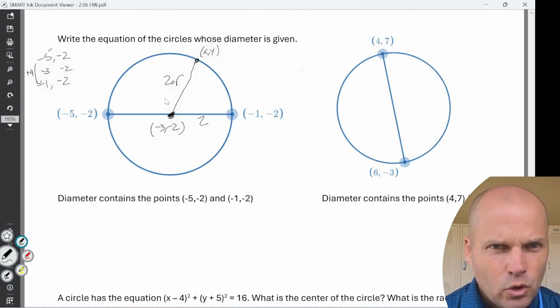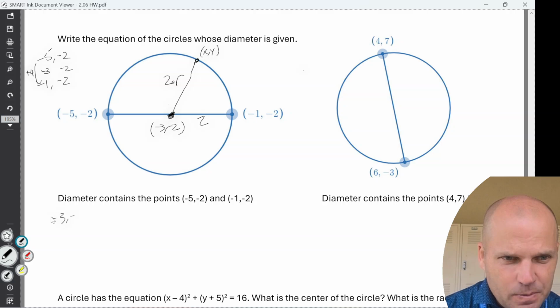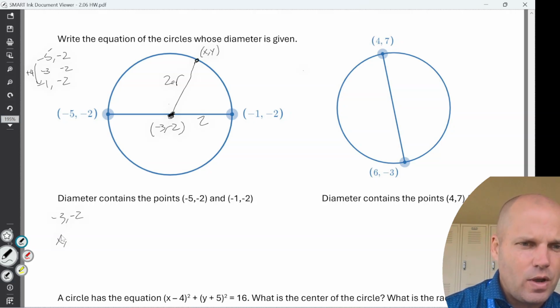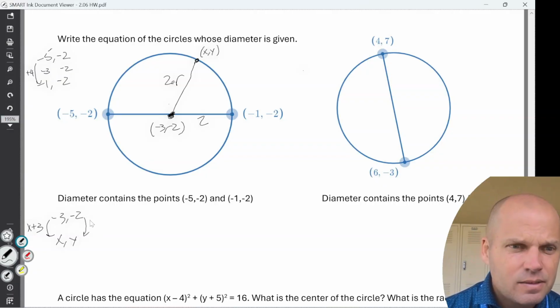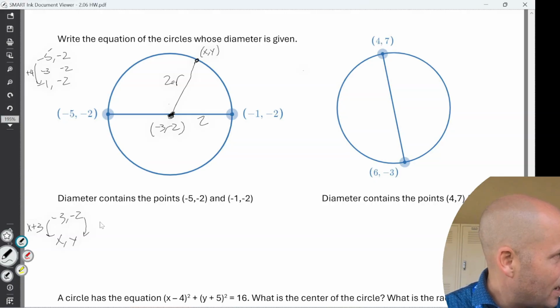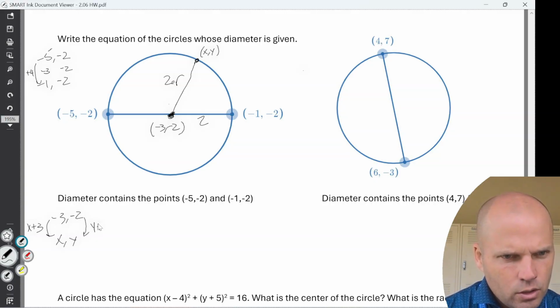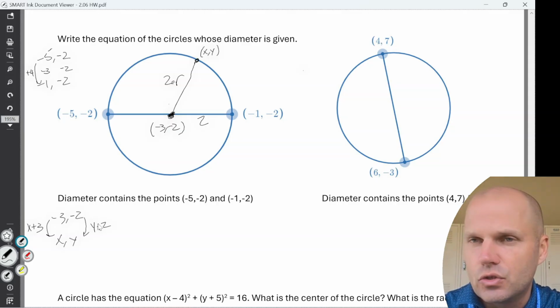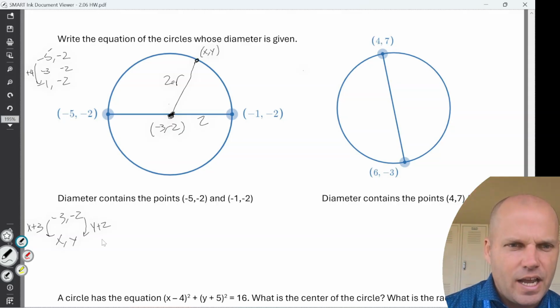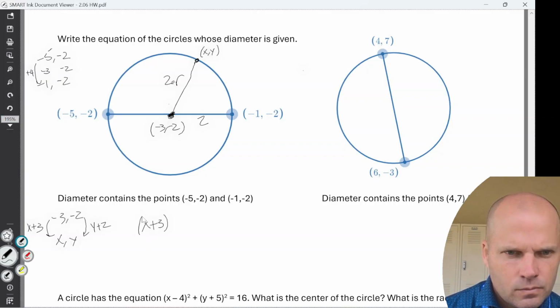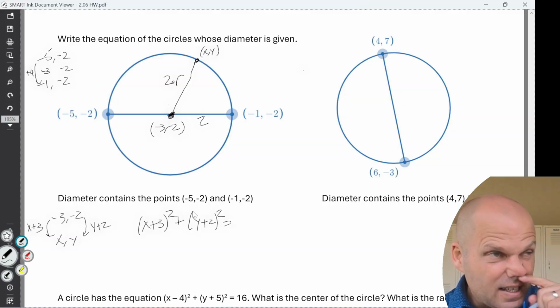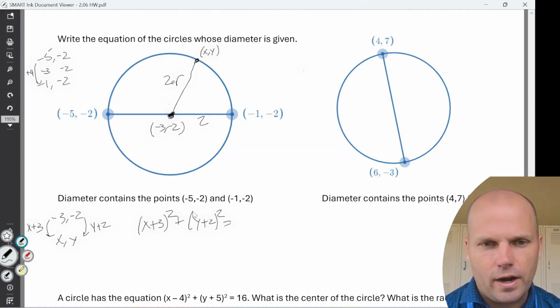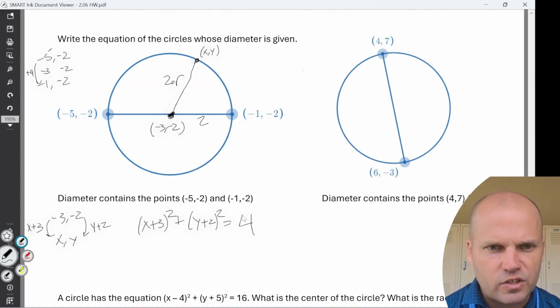Cool. So we have the displacement from -3, -2 to xy. The change from -3 to x would be x plus 3. So like add 3, add x, and you get to x. From -2 to y is add 2, add y, or y plus 2. Or you can think of like subtraction to find change. And we got a squared plus b squared equals c, which is the radius, which is 2 squared. C squared, 2 squared is 4.